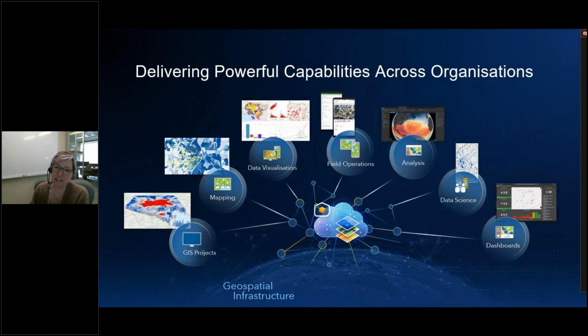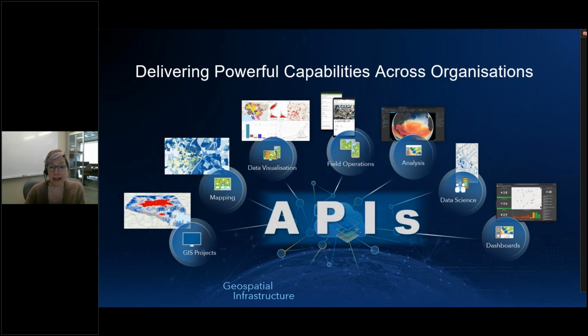So this is the foundation for delivering powerful capabilities across your organizations. And it's made available through a variety of different apps, mobile apps, web apps, and desktop apps, each serving a different function to put GIS into the hands of users, and each being able to read and leverage the web map. All of these apps are based on APIs.